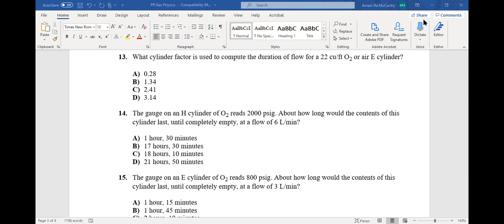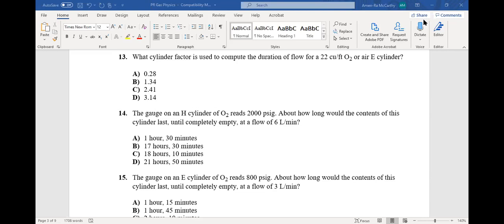This is an H cylinder, right? Oh, okay, it's an H cylinder. I might have put an E cylinder for my factor. Hold on, let me do it again. 3.14 times 2,000. Yeah, I believe you're all right. Okay, divided by 6. Then divided by 60. Good. 17 hours. I had 1.1 hours, 30 minutes. That's because I did the E cylinder, not the H. Good. I'm going to say 17 hours. You're right. 17 hours and 30 minutes.